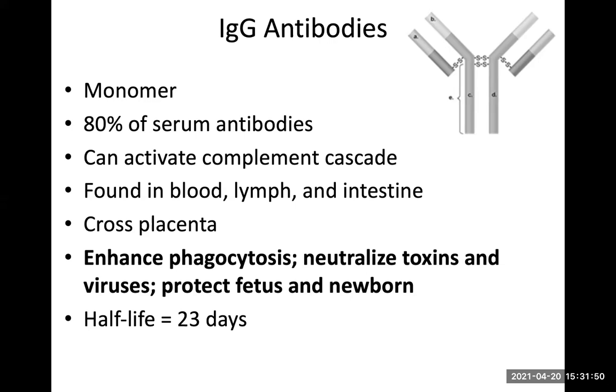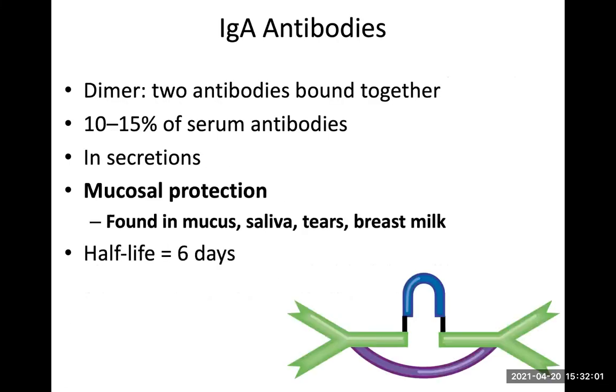You'll find them pretty much everywhere: blood, lymph, your intestines. And again, it can cross the placenta. So lots of very important functions here. IgA, on the other hand, is pretty much only found in your mucosa. So mucosal protection: you find it in your mucus, saliva, tears, and even in your breast milk. Short half-life, 6 days. This makes up a rather large amount of serum antibodies when you consider that their main job is to be in the mucosa. And it's a dimer, two antibodies bound together.